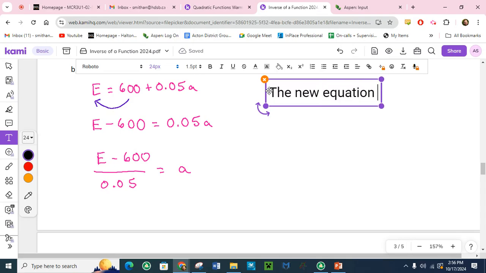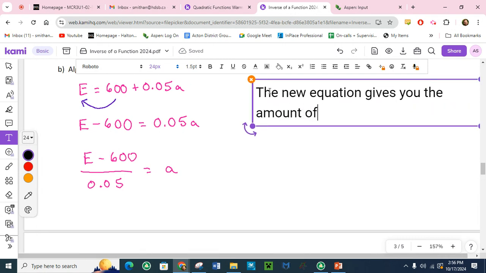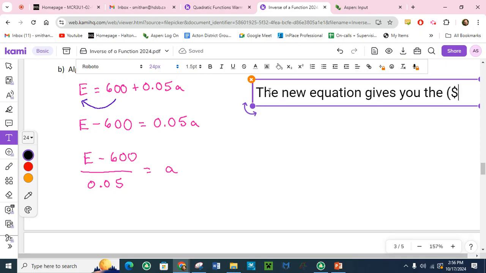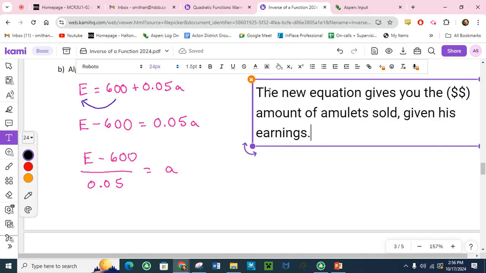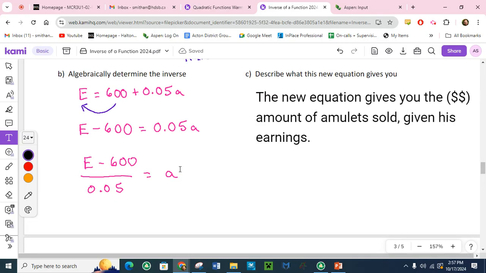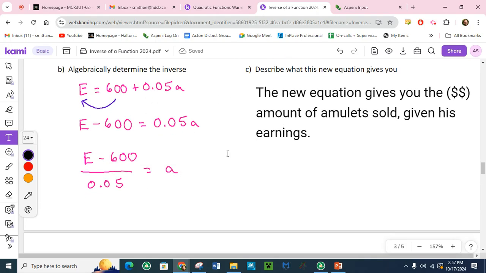The new equation gives you the dollar amount, I should say, given his earnings. So for example, if you plug in E equals 1500, it will tell you how many amulets he would have had to sell to get earnings of 1500. So way back in grade 9, you were actually doing the inverse of a function. It's just we couldn't tell you what that is because you didn't know it. You didn't know what functions were either.